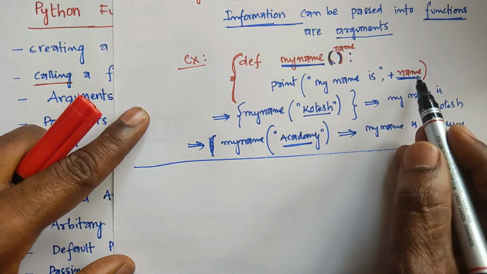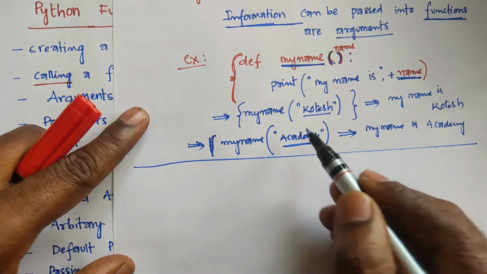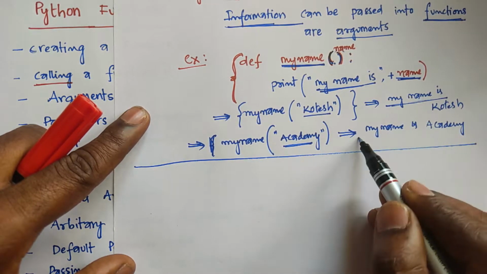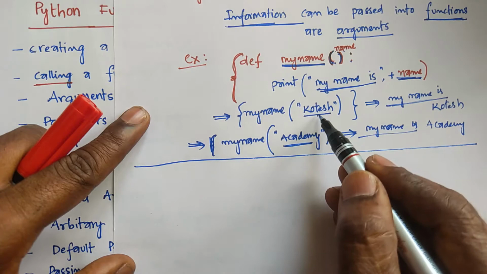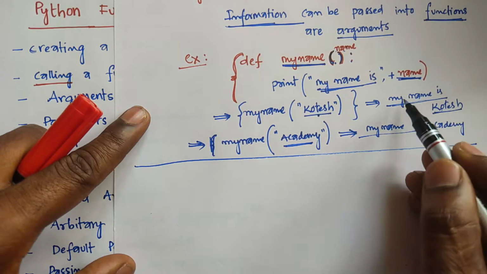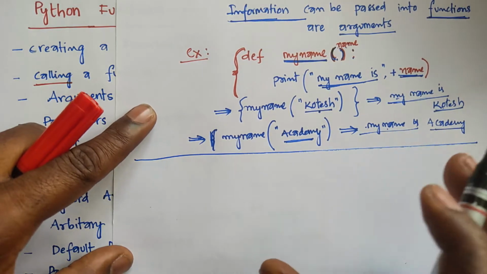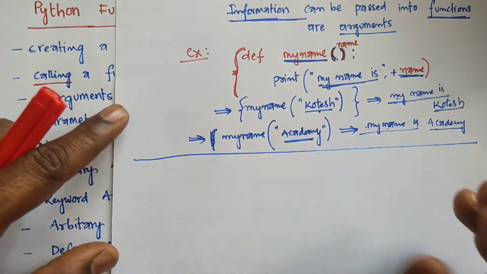So that variable name is replaced by our string. Finally, the default string is "my name is" as it is, but here name is replaced by the string. That's why here you will get "my name is academy". Like that you will get. This is called arguments.